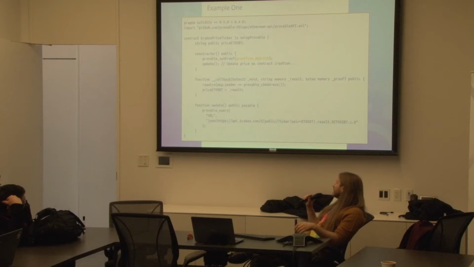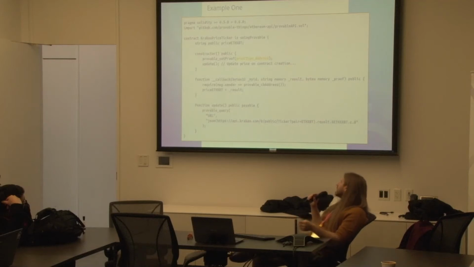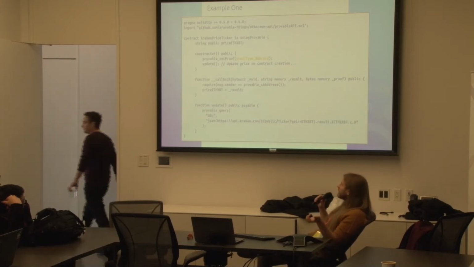Our function this time is an update function. It's the URL data source again. It's another JSON, so we're going to pass this result down. And this is from the Kraken API, so we're obviously getting a price, and it's the ETH in Bitcoin price, I think. So same again, we make the query, and then the query comes back as a callback. We require that the message.sender is indeed the Oracle, and then we set the result.